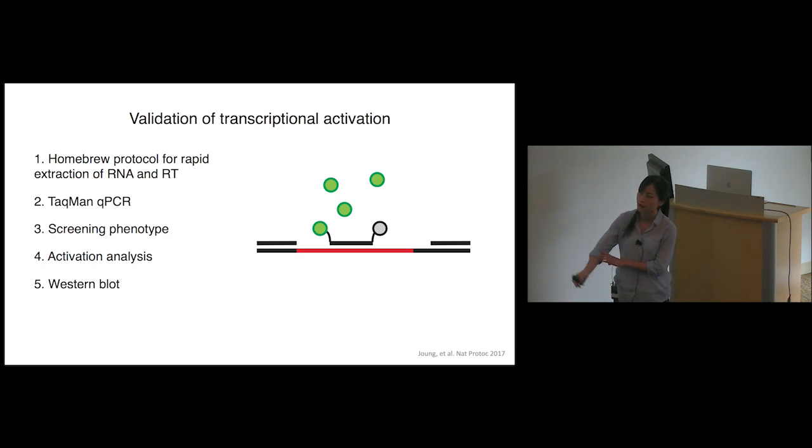It usually takes me about 7 to 10 minutes to do the entire process, and because it has no columns, it's much faster. And it's also much, much cheaper than the commercial Cells-to-CT protocol.